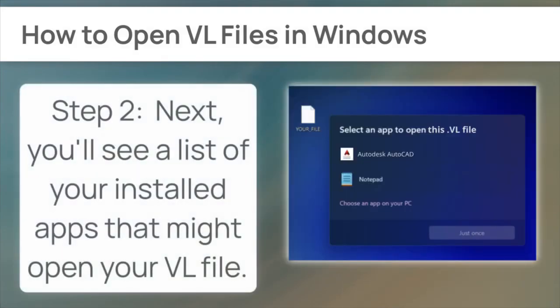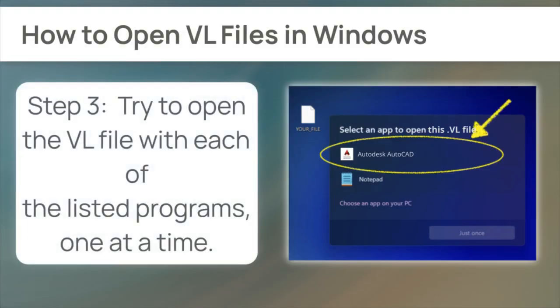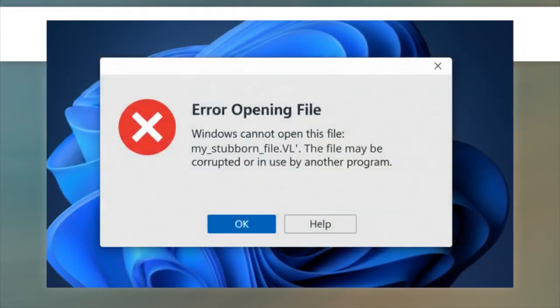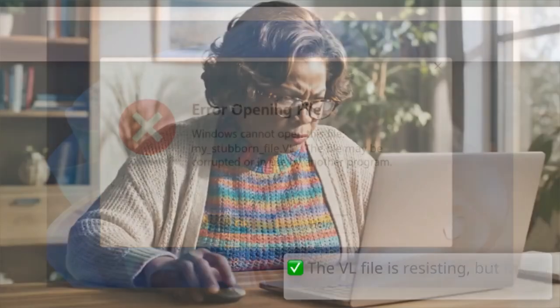Right-click your VL file and click Open With. If Autodesk AutoCAD is an option, try it. If it fails, select another program. We must find the right software association. If your VL file isn't cooperating, don't worry. Let's change direction. The failure confirms a hidden issue.